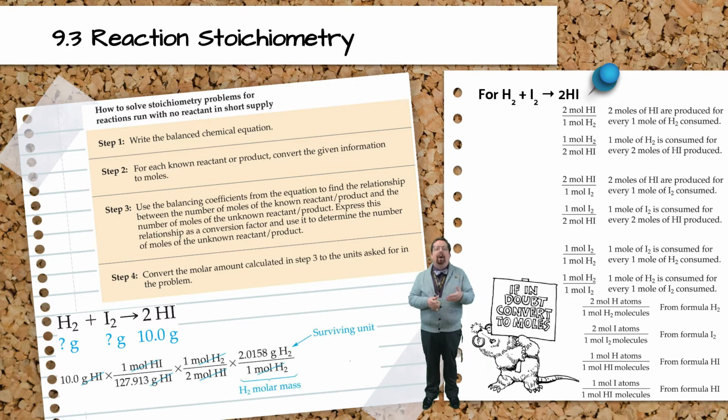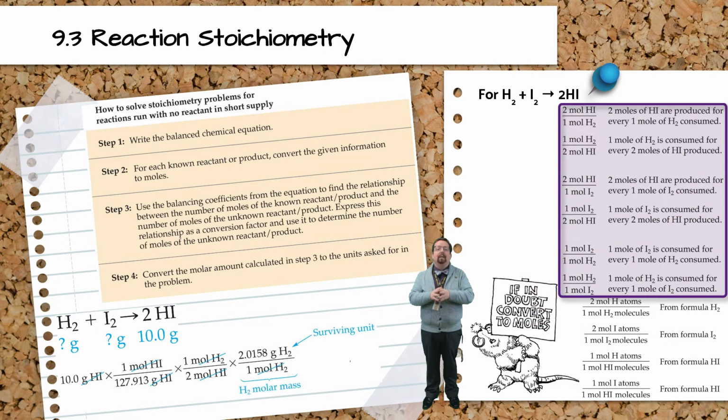I still want to know how many grams of H2 I need to react in order to produce 10 grams of HI. We can mathematically reason that out now. Here's all of the possible conversion factors we could possibly need to get between moles and molecules.